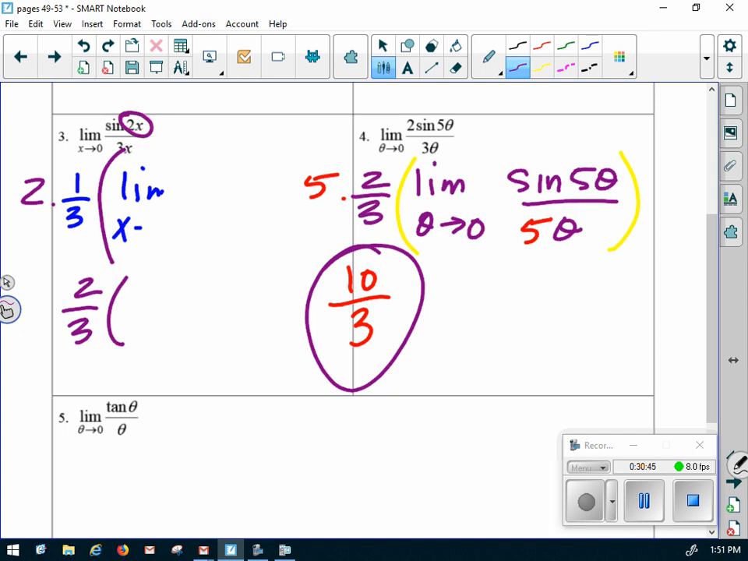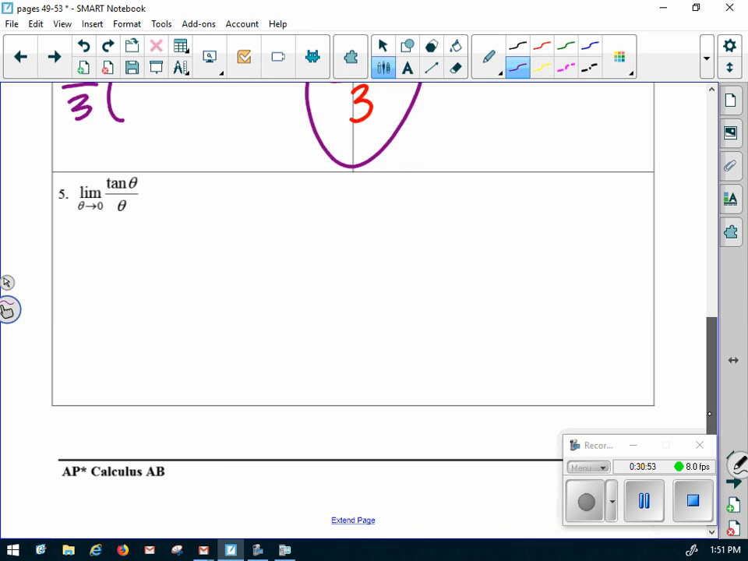Question? I want to see this step right here. Yeah, oh, stop it. I want to see that step.